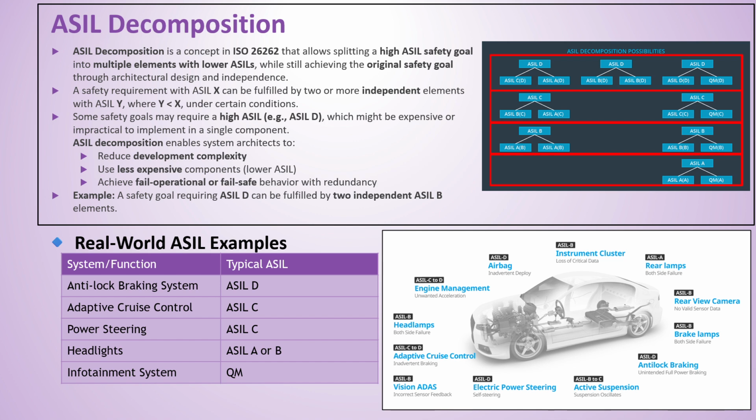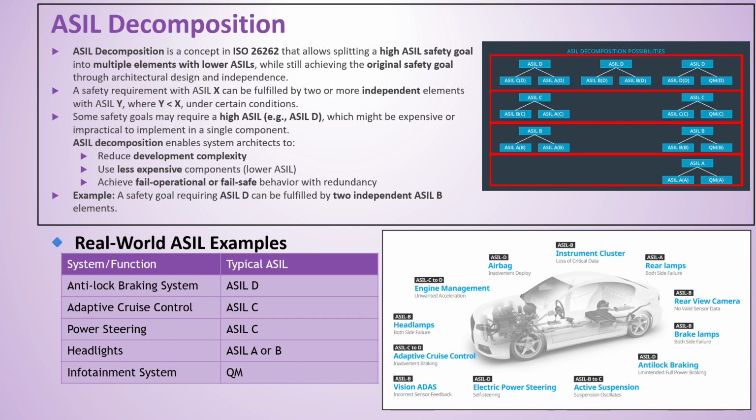Essentially, yes. As long as they're truly independent and together achieve the original ASIL D goal, this can make development more manageable, potentially use less complex hardware, and importantly, build in redundancy. If one ASIL B part fails, the other can still ensure safety. So it's a way to build in robustness through redundancy while managing the development burden.